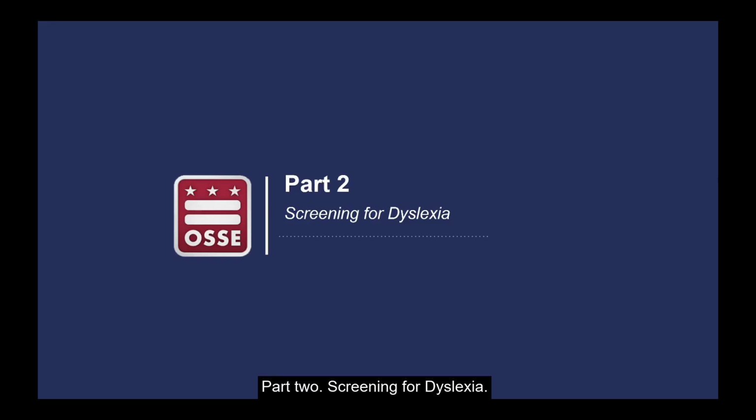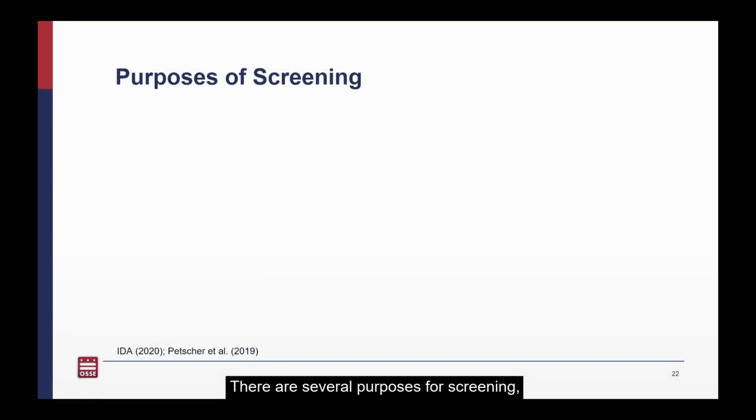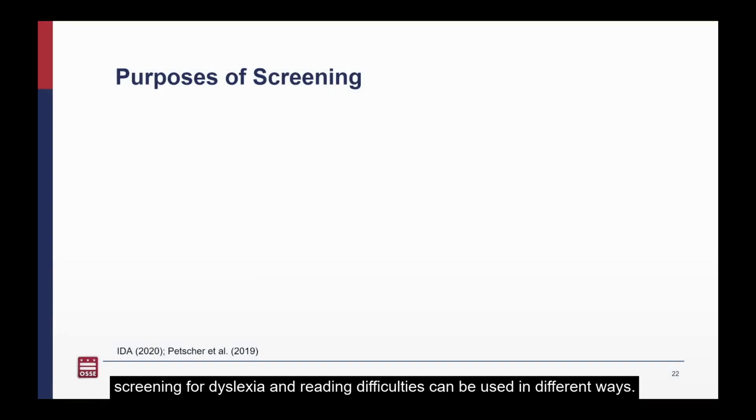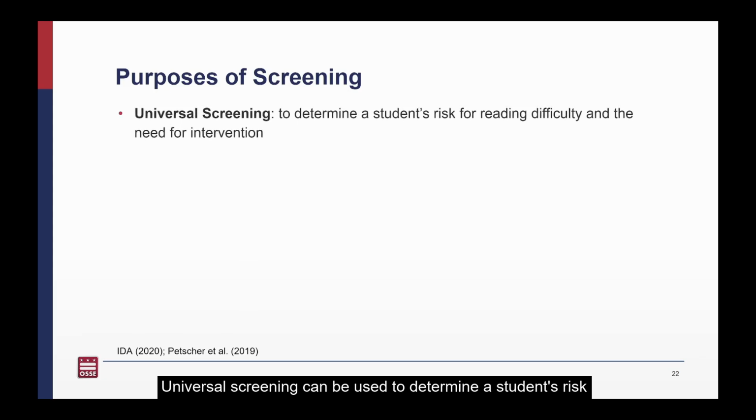Part 2, Screening for Dyslexia. There are several purposes for screening. Screening for dyslexia and reading difficulties can be used in different ways. Universal screening can be used to determine a student's risk for reading difficulty and the need for intervention.